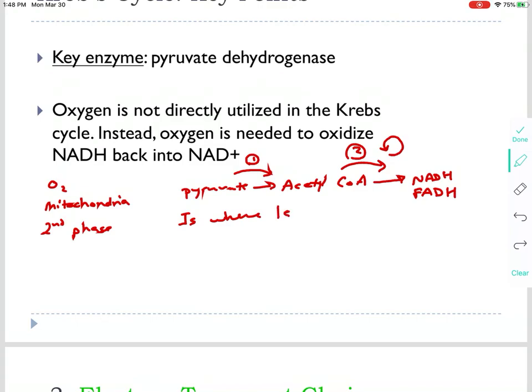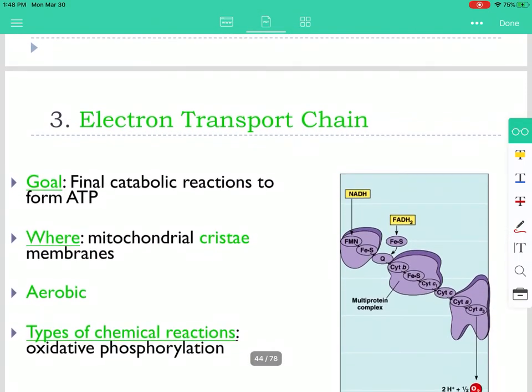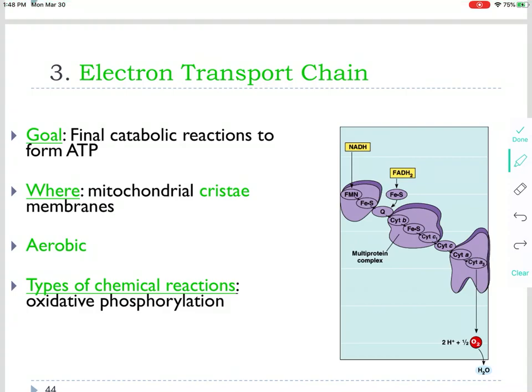Other things that we talked about. The Krebs cycle is where lipids enter. This is where lipids enter. Something else we talked about is CO2 is produced as waste product. Okay, so even though these are complicated chemical reactions, I'm trying to be very clear about what you need to know and what you don't need to know.